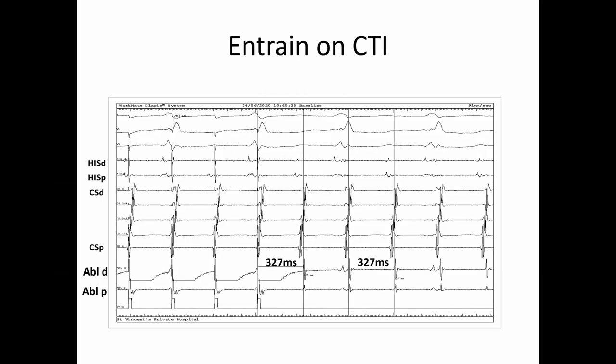And then if you actually put an ablation catheter on the cavotricuspid isthmus, you've got perfect entrainment, which is exactly what you'd expect if you're entraining from a critical part of the circuit. And this is the last entrained beat here.